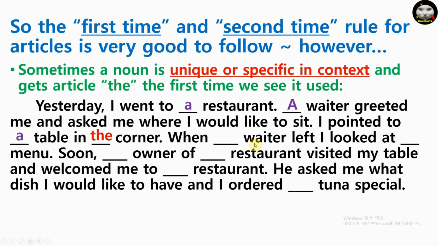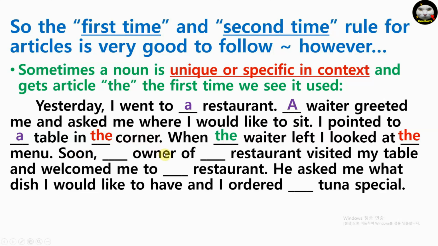Blank waiter, same waiter, we apply the this time. It's not a different waiter. When the waiter left, I looked at blank menu. Now the menu is unique to every restaurant. Menu means the specific food that is made at a restaurant. So, the menu. It is not random, it is specific. So it begins with article the.